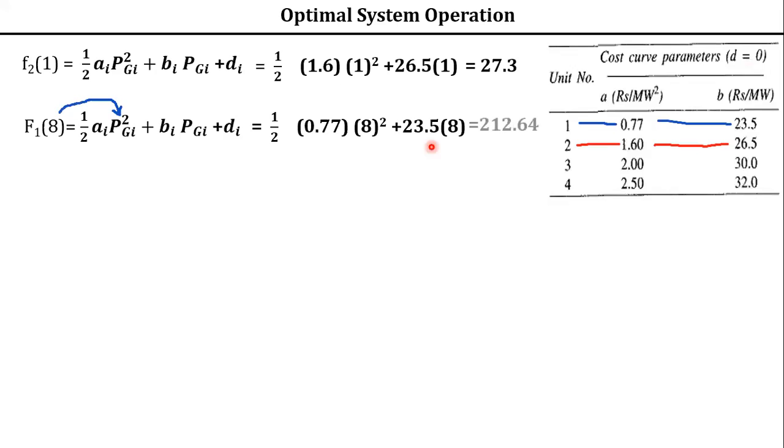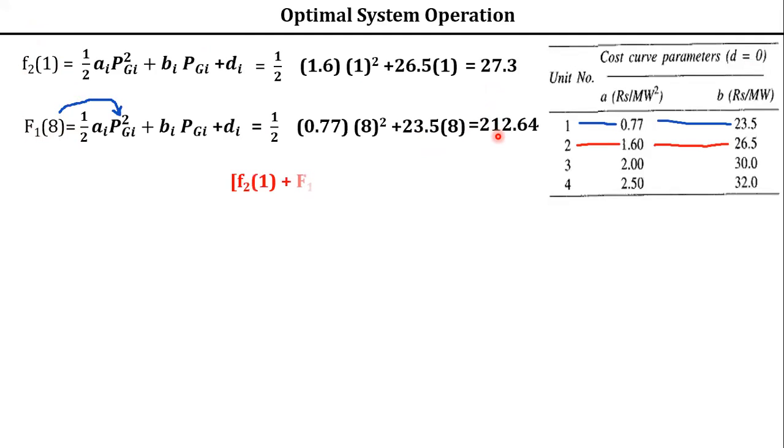When you compute this, you are going to get 212.64 rupees per hour. I have not mentioned the unit, but you have to mention it. This is the second combination. What is its total value? F2 of 1 plus F1 of 8 is the second combination, so add 27.3 plus 212.64. That will be the value of your second combination.